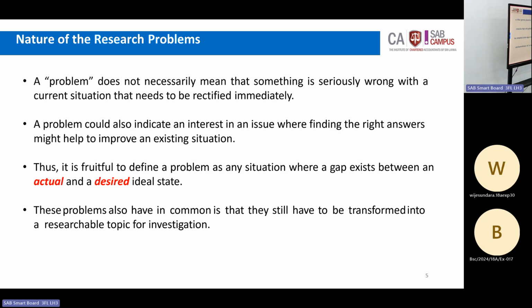We can identify it as a problem. So therefore, a problem is the difference, or the gap, between the expected scenario and the actual scenario. Right. Or the actual state as well as the desired state.